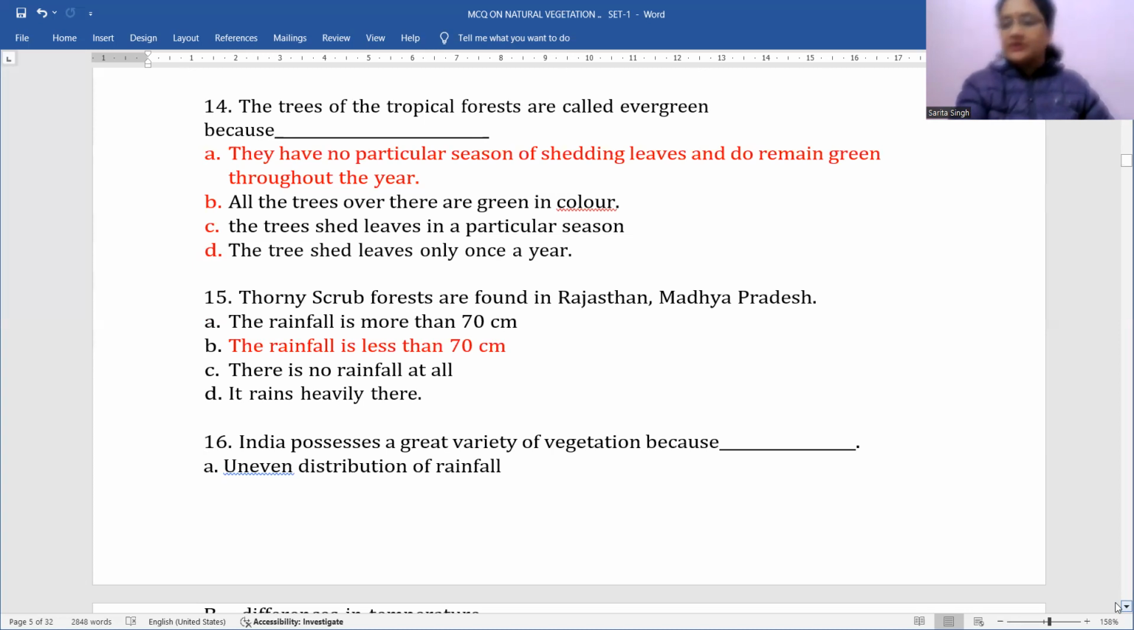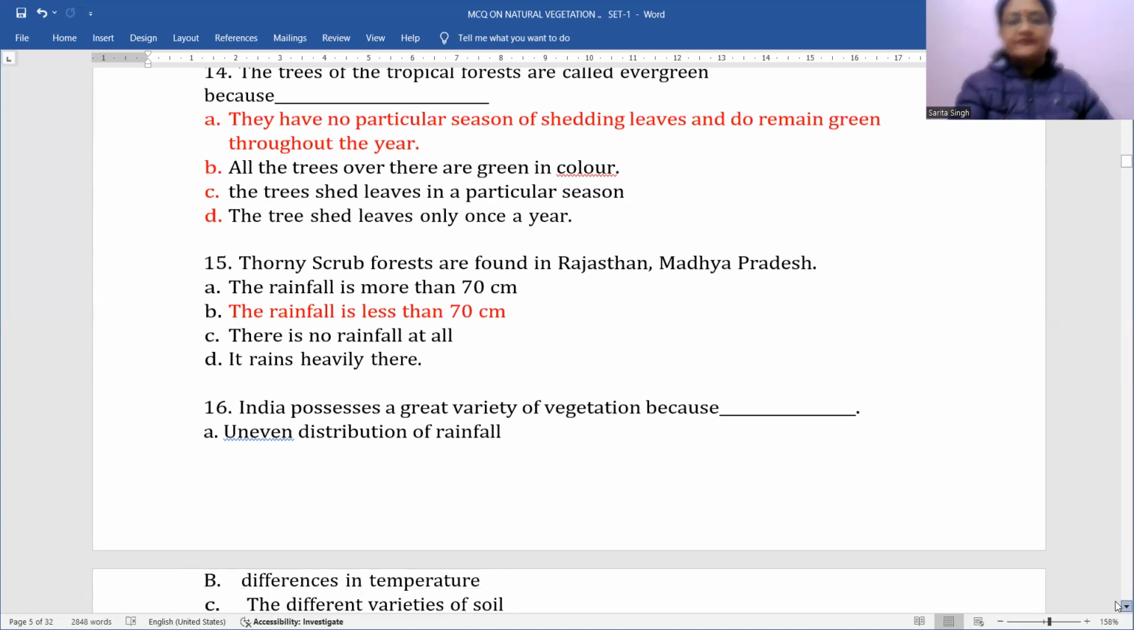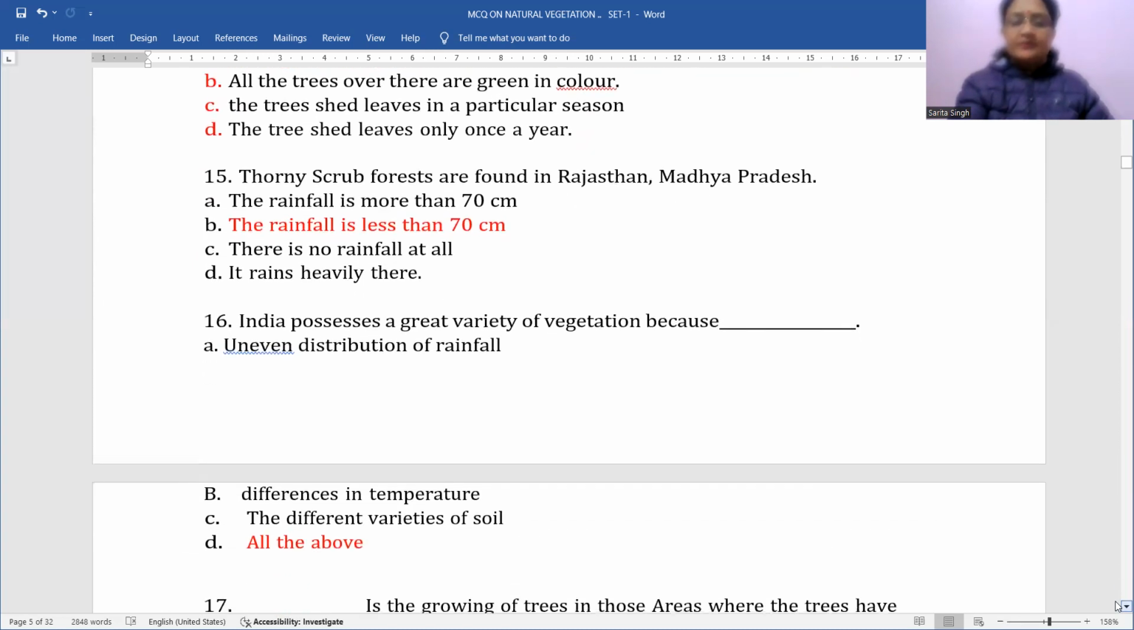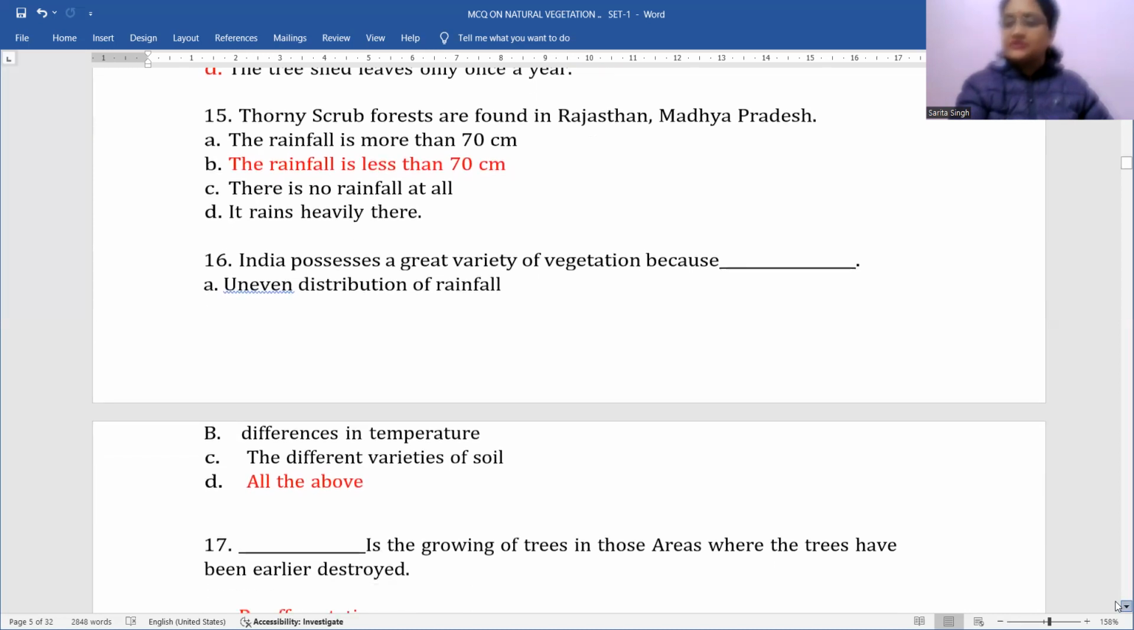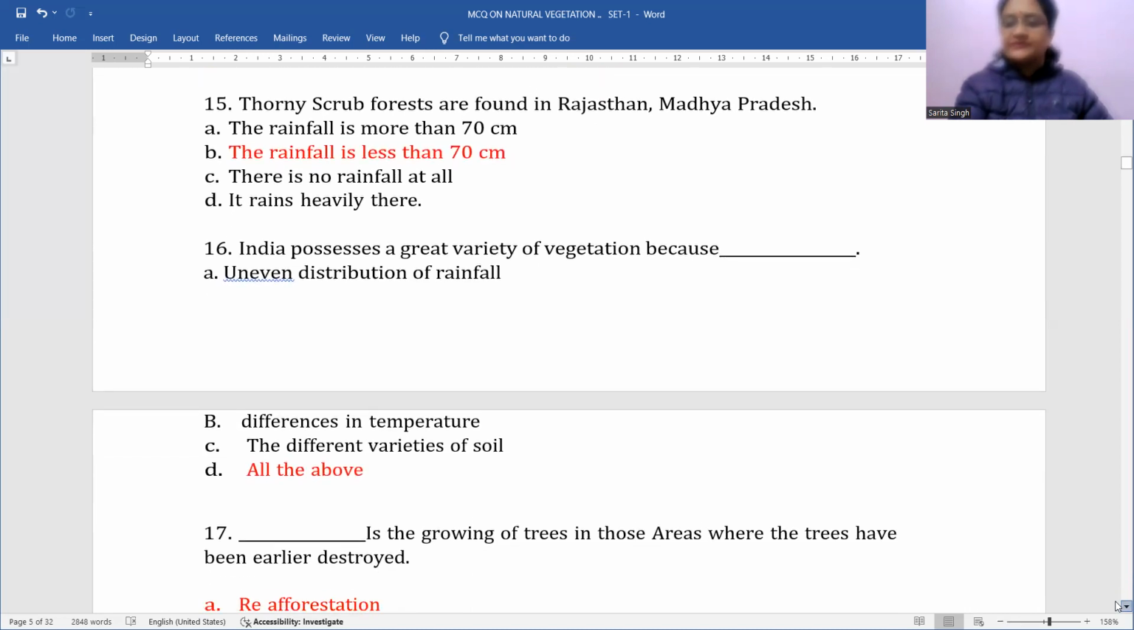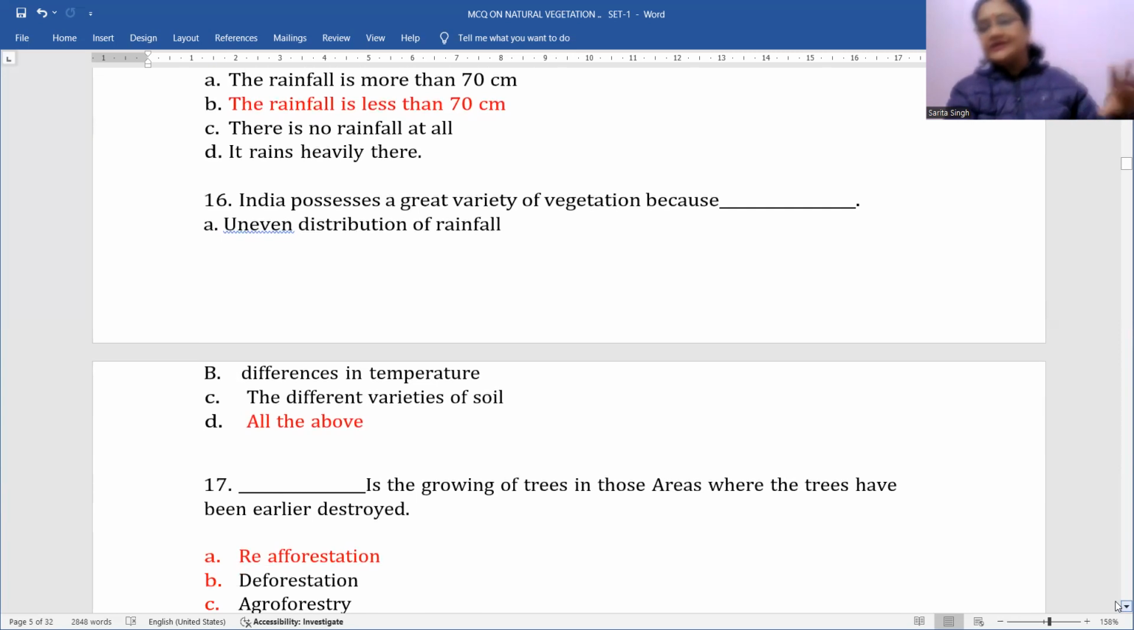Okay, now let's talk about the next one. Next question is, thorny scrub forests are found in Rajasthan, Madhya Pradesh, because the rainfall is less than 70 centimeters. That means the interior part of Madhya Pradesh, a part of Rajasthan, the extreme interior part of even Chhattisgarh, Andhra, there you can find this type of vegetation.